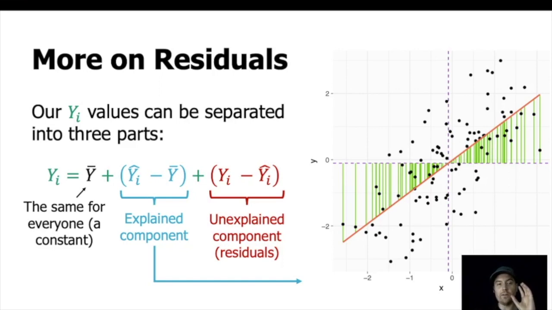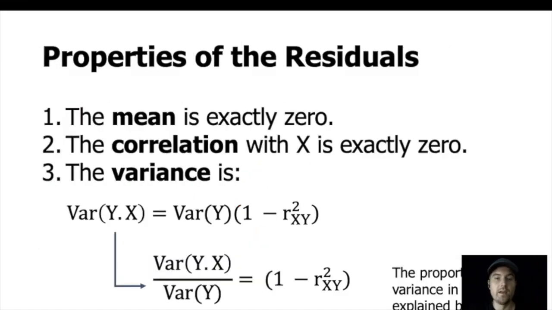So every model is basically breaking up the observed values into three parts: the mean for everybody, the explained component, how much we can explain where they differ from the mean. Why do they differ from the mean? And then the unexplained part, why do they differ from the predicted line?